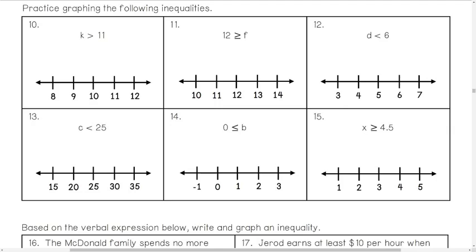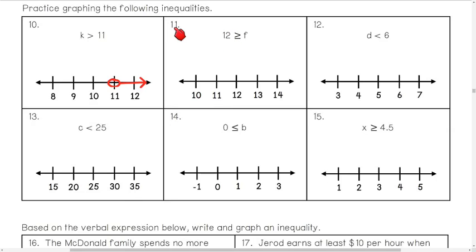For numbers 10 through 15, we're going to go ahead and do that very same thing. I go ahead and pick a number here, and it says here k is greater than 11. So I know I'm starting at 11, and then just pick any number on this number line. And in this case, I'm going to go ahead and pick 10. Is 10 greater than 11? 10 is not greater than 11, so I know it's going to be an open circle at 11. And since 10 is not greater, that means my arrow cannot go that direction. It must go to the right.